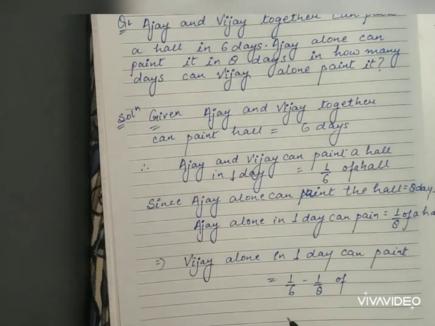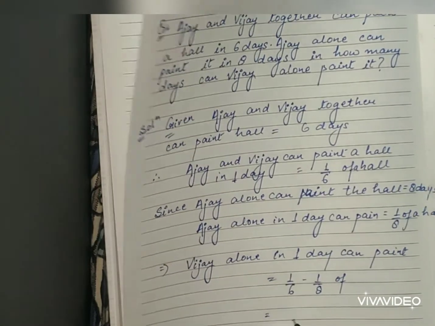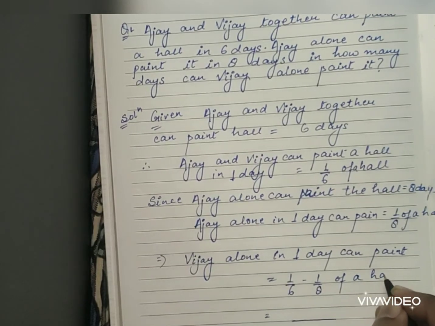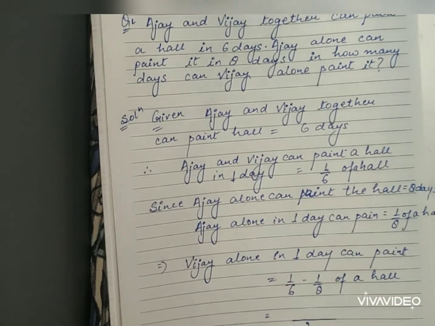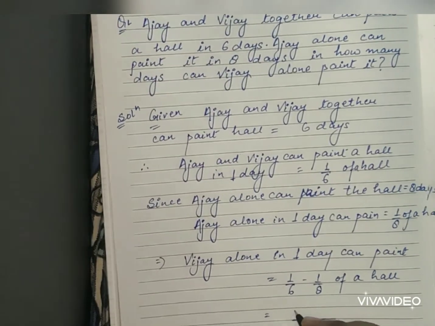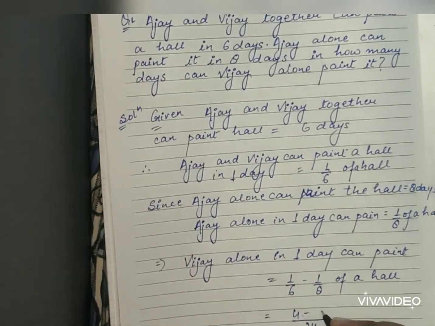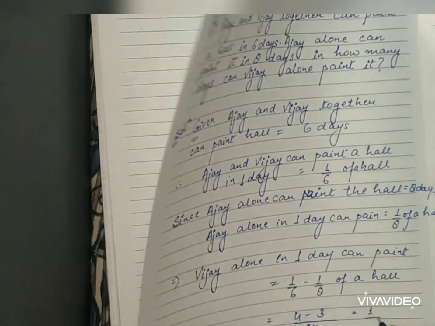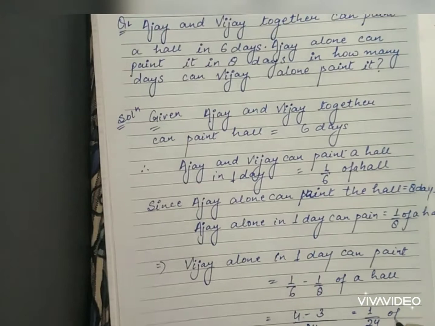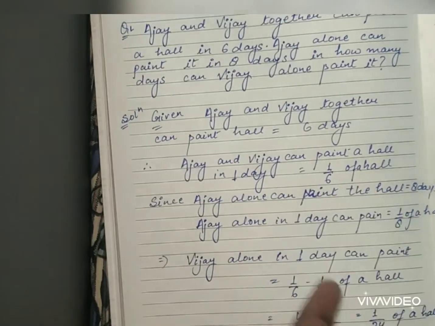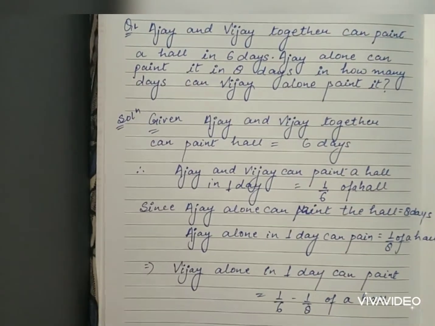So now take out the LCM of 8 and 6, that is 24. So 6 4s are 24 and 8 3s are 24. So you are getting 1/24 of a hall. I hope you have understood it clearly.